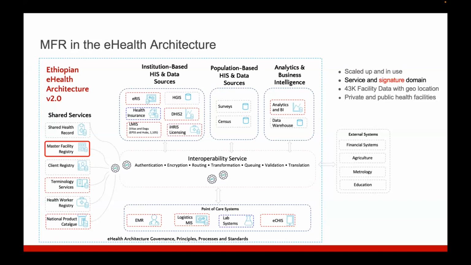So MFR is scaled up in use. We focused on the service and signature domain. Actually, we don't have much data on the signature domain, I will talk about that later on. And we have 43,000 facility records, many of them with geolocation. This includes private and public health facilities.